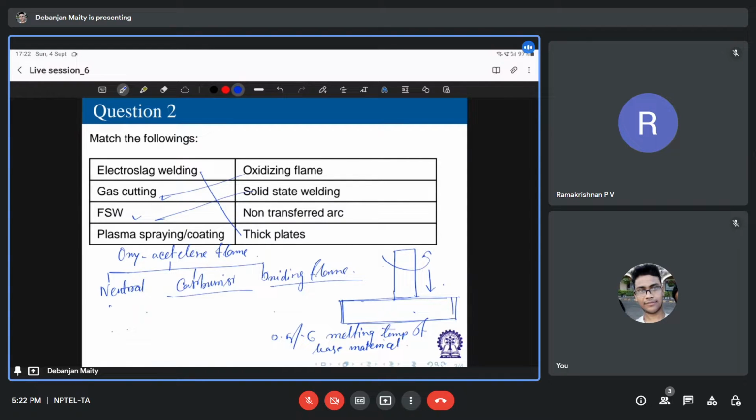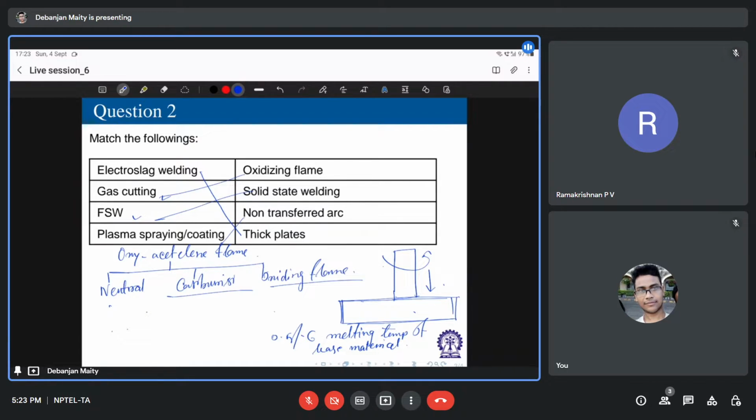and for plasma spraying and coating, it will obviously be non-transfer. So in plasma arc welding, there are two different kinds of arc. One is transferred arc and one is non-transferred arc. In transferred arc, the electric arc is established between the electrode and the workpiece. It can produce a stronger weld than non-transferred arc, because molten metal from the workpiece reinforces the weld bead, right? So monitoring of the welding is very easy here.